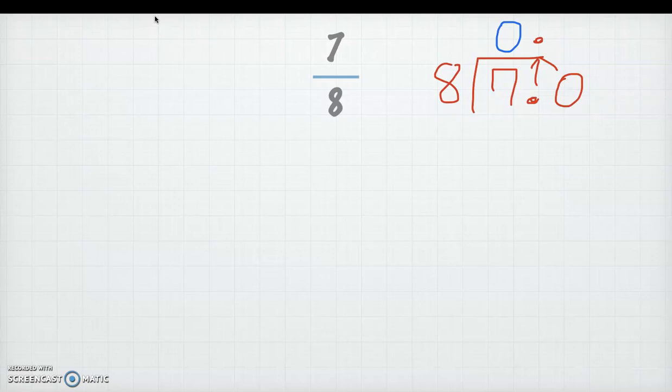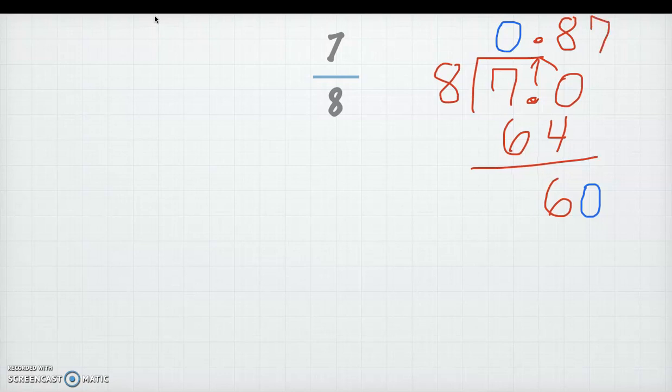Can we divide 70 by 8? Yes, we can. How many times can 8 go into 70? That'll be 8 times. 8 times 8 equals 64. I have a remainder of 6. After that, I annex a 0. How many times can 8 go into 60? That'll be 7 times. 8 times 7 equals 56. 60 minus 56 equals 4.